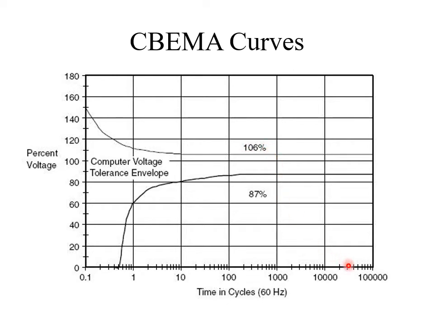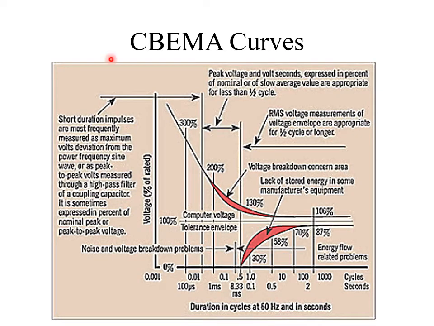On the x-axis, the horizontal axis, you can see this is one cycle. At one cycle the range is from 60 percent to almost 110 percent. But before completion of the first cycle, you see there is a lot of flexibility. So this is the simple CBEMA curve, and this curve is the detailed CBEMA curve.